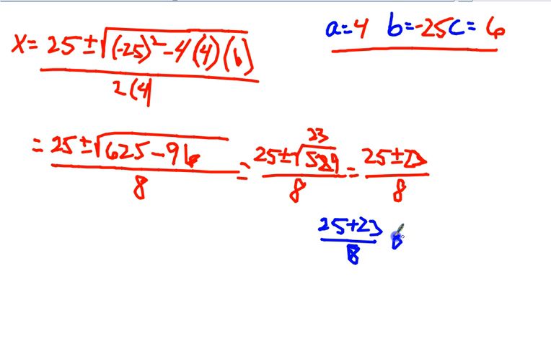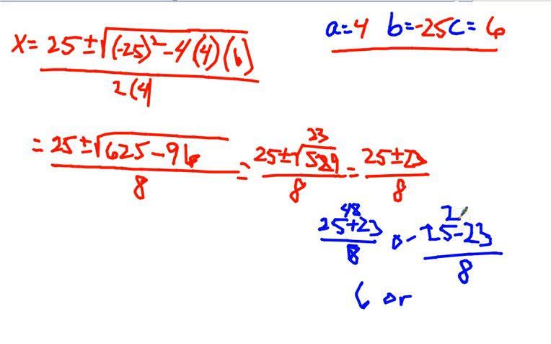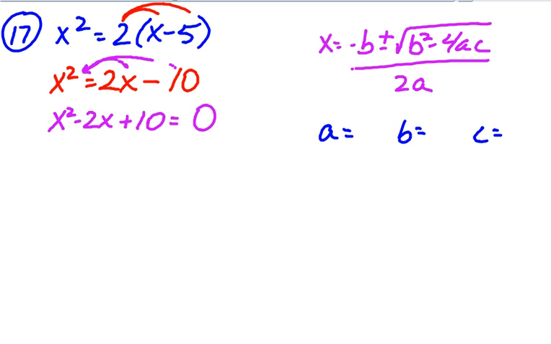Or it's going to be 25 minus 23 over 8. Okay? Now, 25 plus 23 is 48. 48 divided by 8, that's easy. That's 6. Or, what's 25 minus 23? That's a 2. 2 over 8 reduces to 1/4. So those would be your two answers. 6 or 1/4. Okay? Okay, guys, last one.